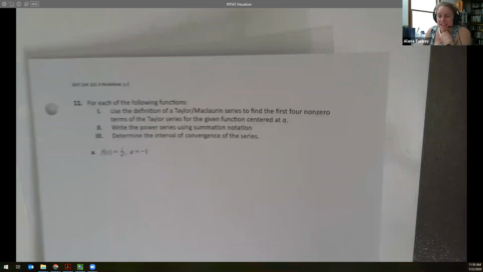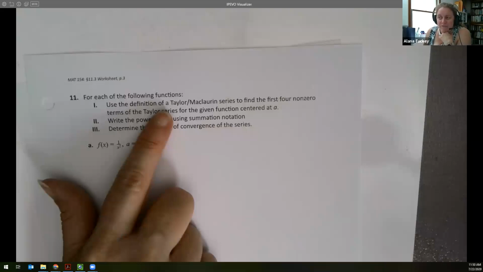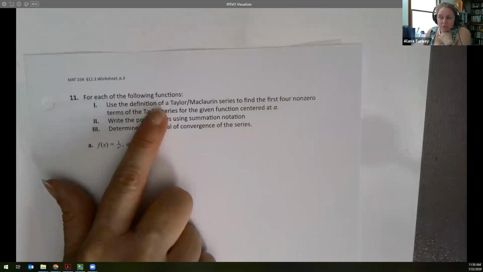Okay, if you're going to develop the wonderful Taylor series that you're going to run into later on in your calculus and engineering lives, we're going to use the definition to find the first 4 non-zero terms of the Taylor series.